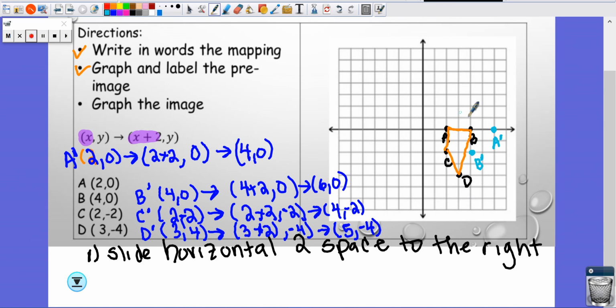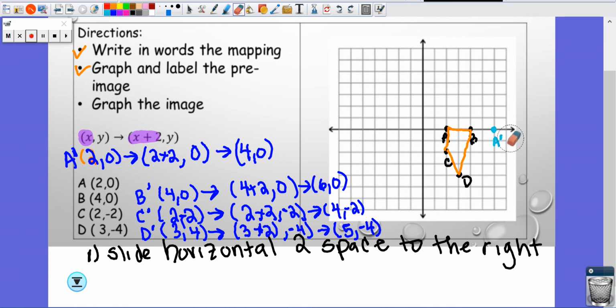Oh, wait, I'm wrong. Yeah, it's 4, 0. Oh, wait, I'm graphing it wrong. It's 6, 0. Okay, let me do that again. I knew something looked strange. And I'm going to tell you guys how I checked this. So this should be 6, 0. So this is 4.